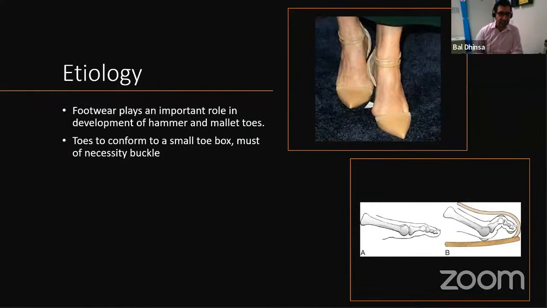As I mentioned, etiology isn't completely clear, but footwear is being put down as a common problem for the development of hammer and mallet toes. And as you can see with this typical footwear that females wear, the toes have to conform to the toe box, and this causes a buckling and a flexed position of the interphalangeal joints and a hyperextension of the metatarsophalangeal joint. And then this, if repetitively done, can lead to a chronic deformity. And this is what leads to the imbalance between the flexors and the extensors.